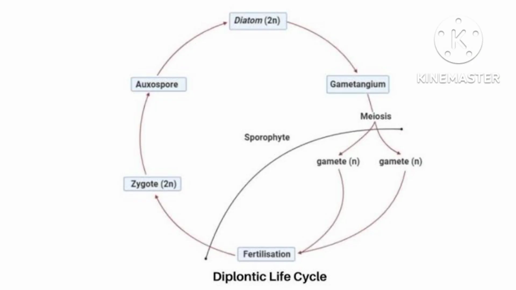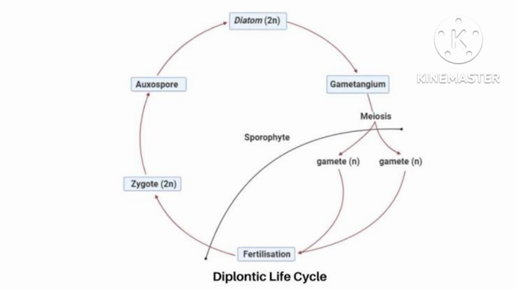Now we will learn about the diplontic life cycle by taking the example of diatoms. In diatoms, the sporophyte bears gametangia and produces gametes by meiosis. Male and female gametes fuse to form a zygote, which germinates to form auxospores, which develop into the diploid sporophyte.